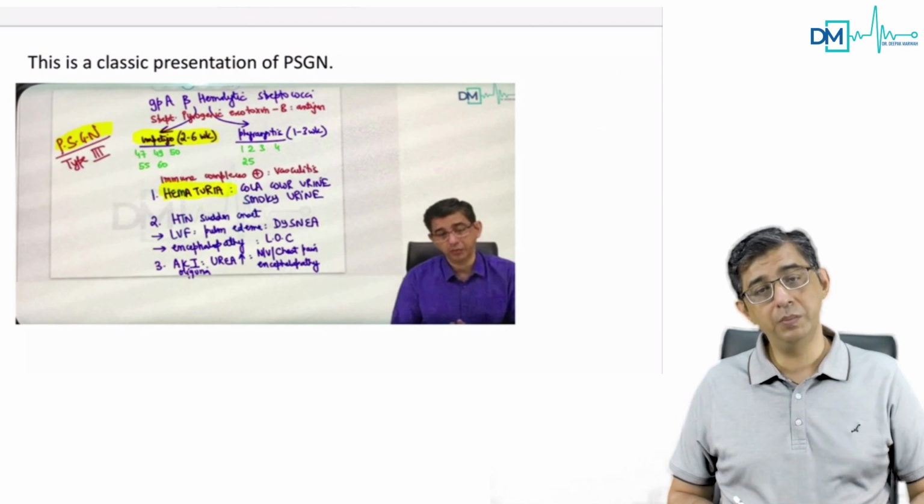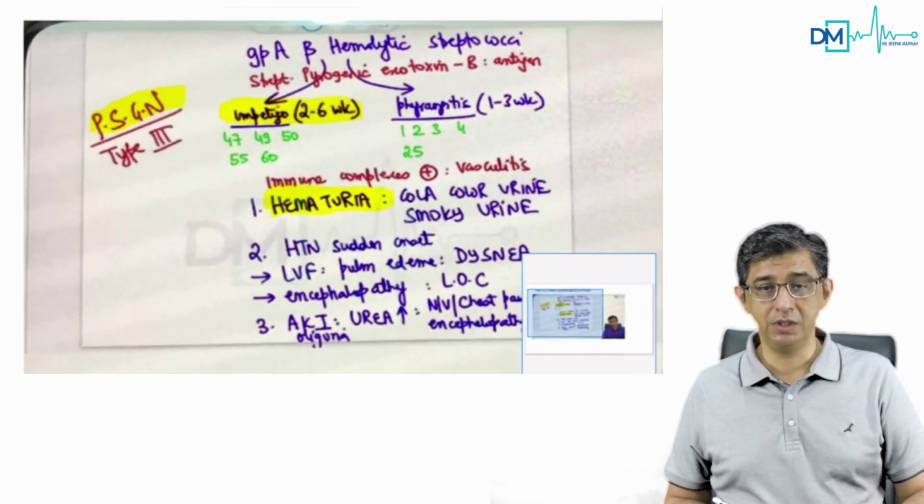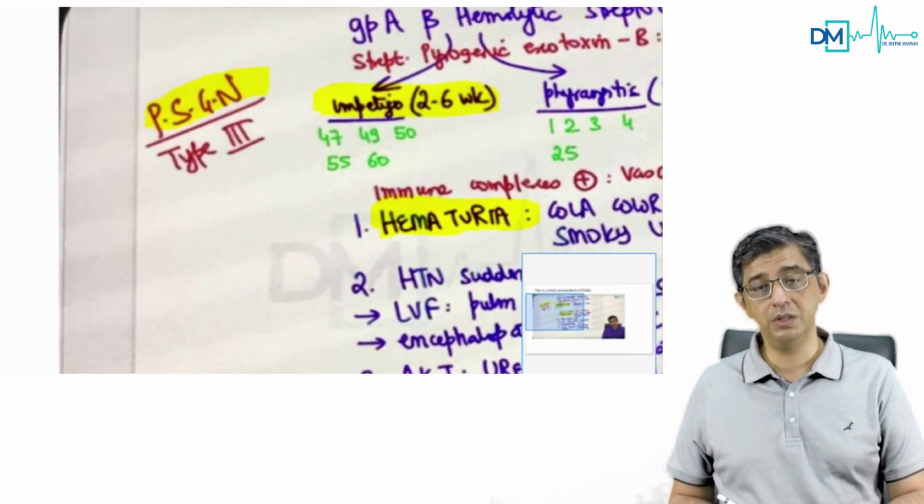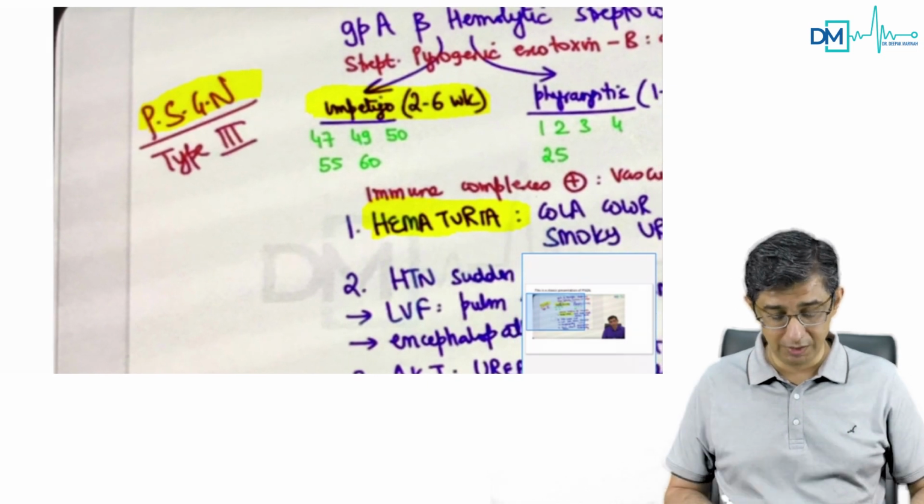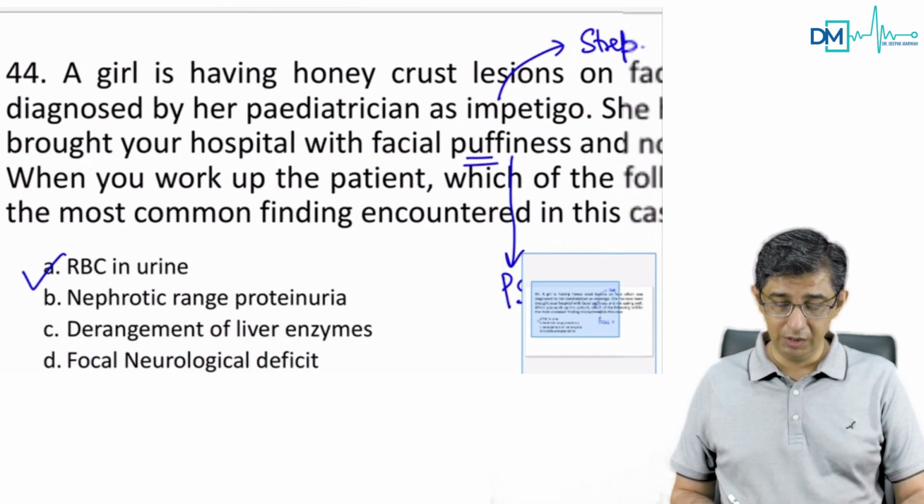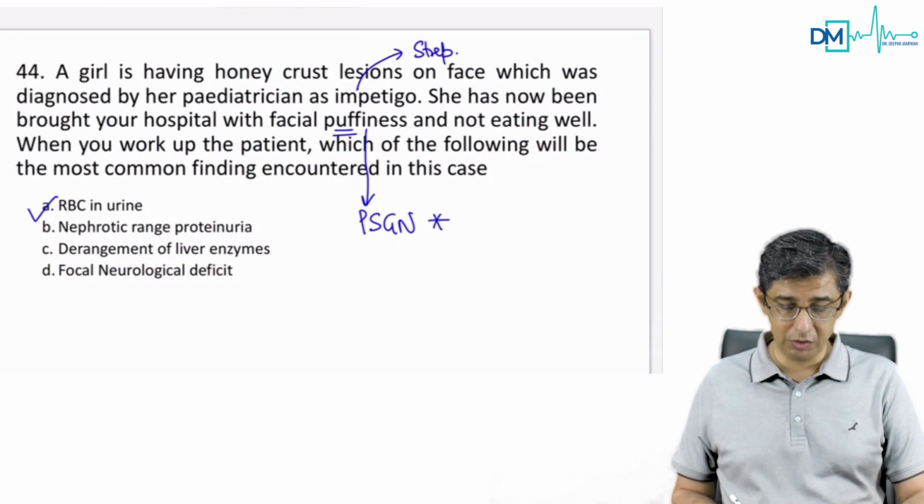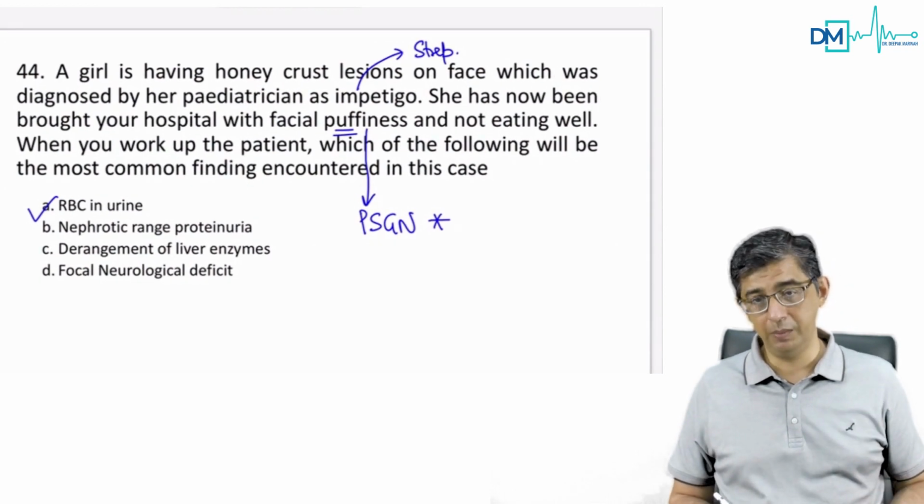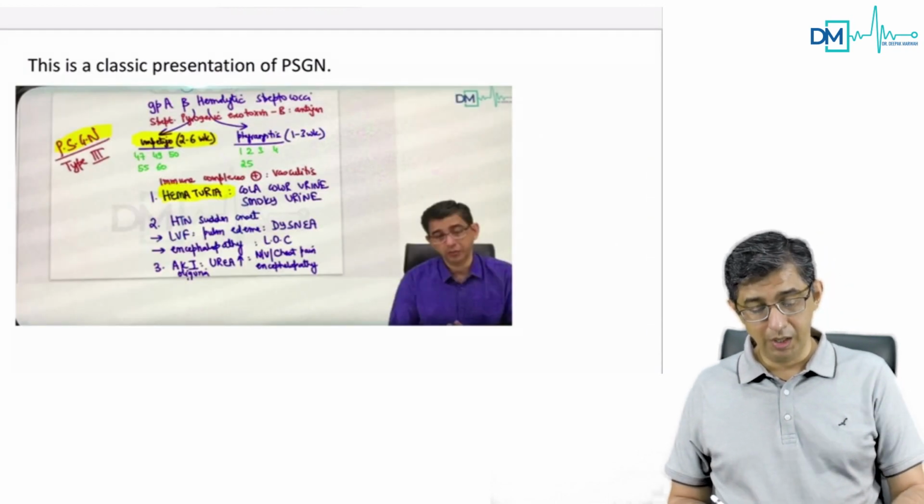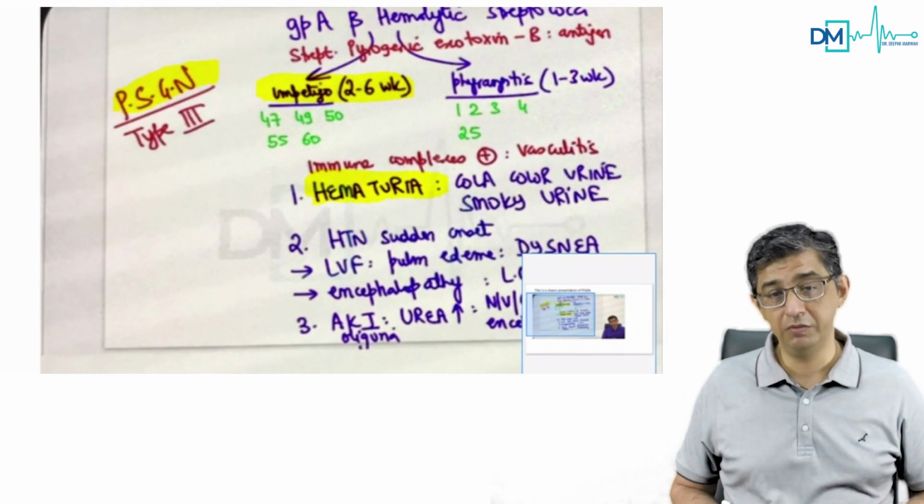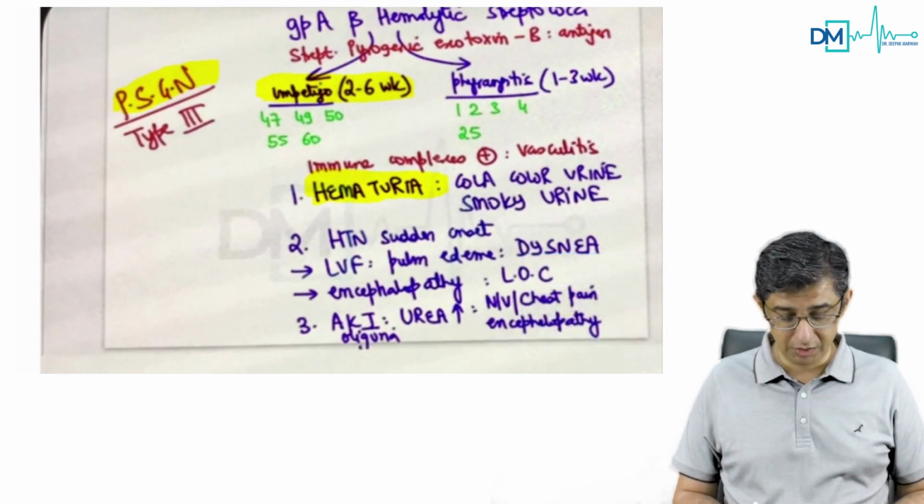This is a classic case of PSGN, guys. You can go through the app section. I've described this very thoroughly. You can see impetigo will present after 2 weeks, and that was the history, that this girl has been brought after 2 weeks. She has not been feeling well initially after the impetigo episode, and there is a hematuria manifestation. So the clinical presentation is that of PSGN.